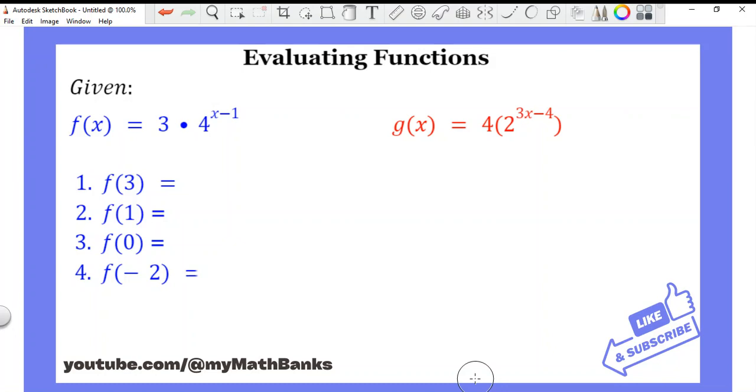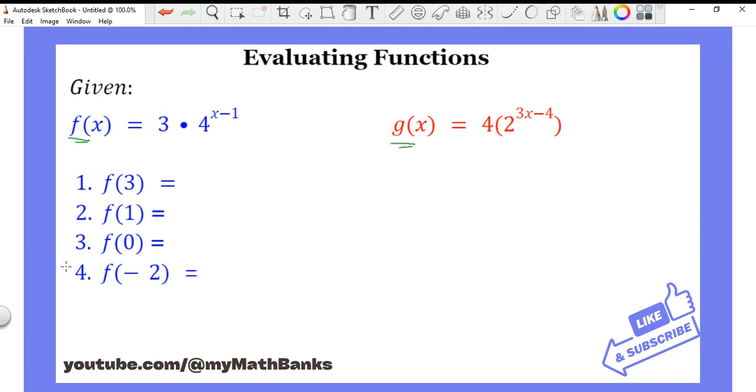Okay, so our task for today, for this video, is to evaluate functions or equations. We have two given functions. One is f of x, and this is g of x. So it's important that you understand which function you're trying to evaluate.